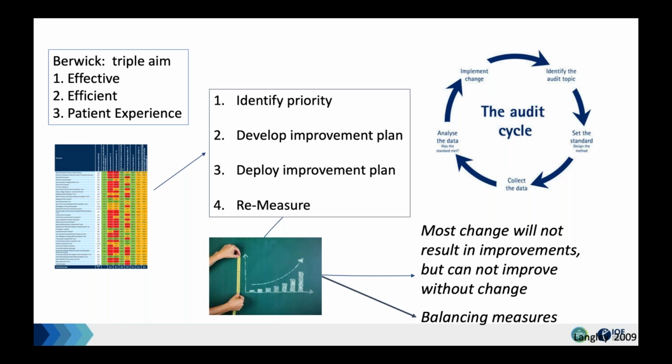The next step is to use the data to identify the priorities, develop your improvement plan, deploy your improvement plan, and remeasure. And it's this continual quality improvement that we now think is the only way you're going to get from get to green in these KPIs. And I'm just going to share an example.